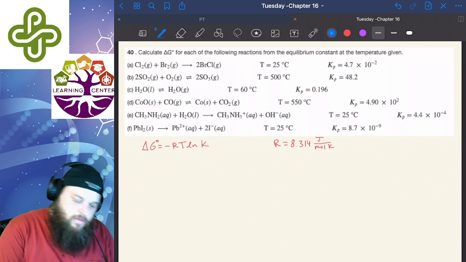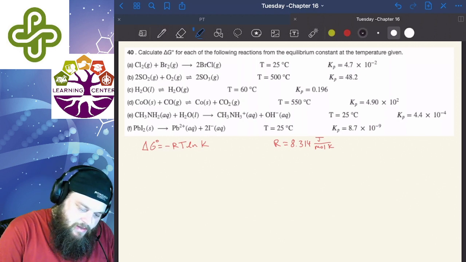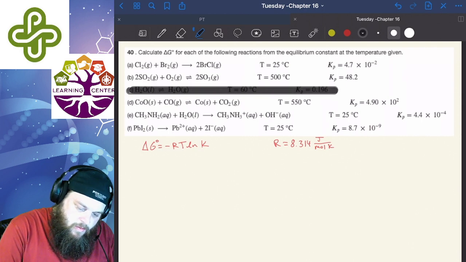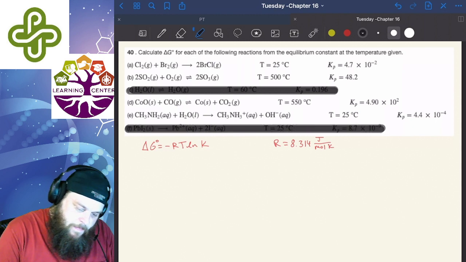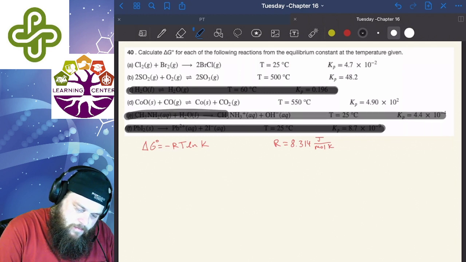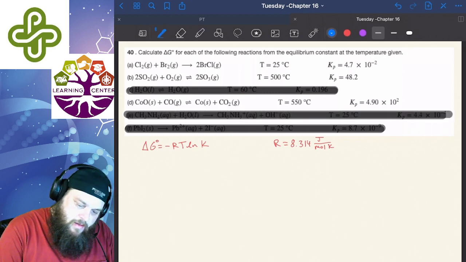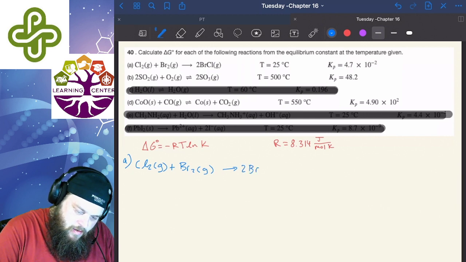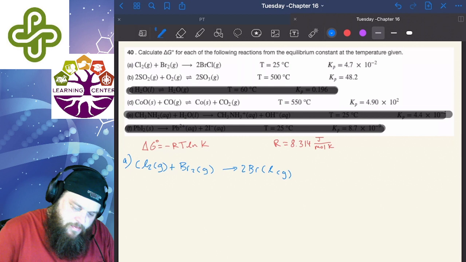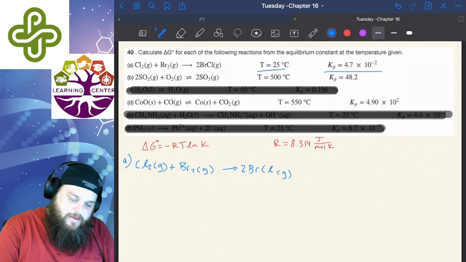I'm not going to do all of these. I'm going to skip a few just for time. So let's go ahead and redact a few that we don't want to deal with right now, just for the sake of time. One more. Let's pull this one out. And let's slam through those 3 there. So for part A, I have Cl2 gas plus Br2 gas producing 2BrCl gas.